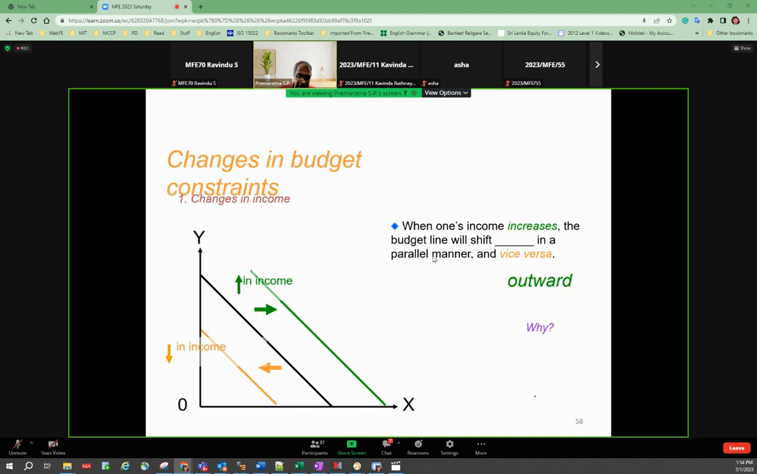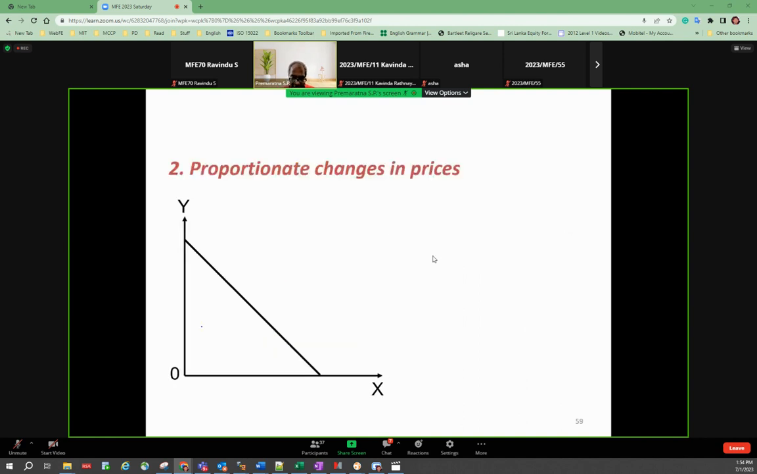Now, the change in the budget line. You can obviously see that a change in the budget line means a shift will happen. One is a change in income. If income increases, there is a complete shift. With other things constant, the price constant, it is a parallel shift. If income reduces, it shifts inward, with price and other things constant.